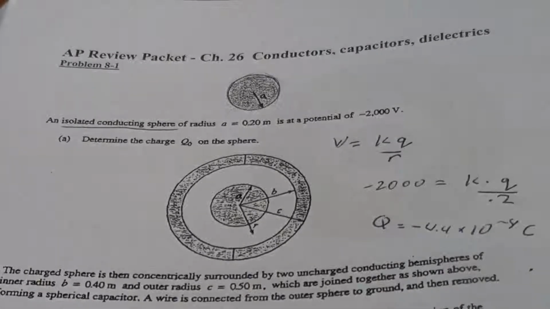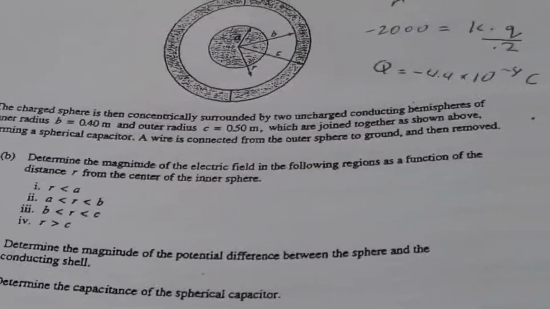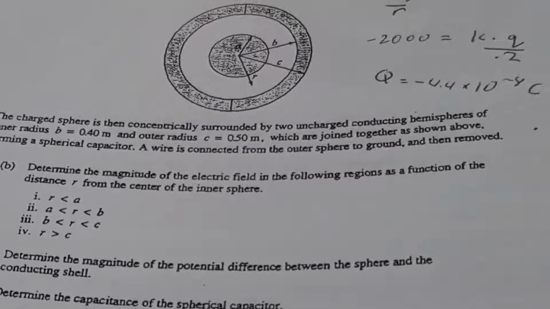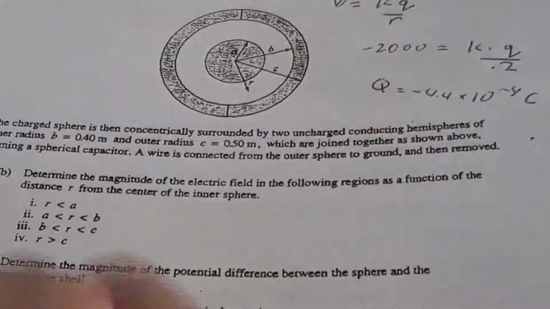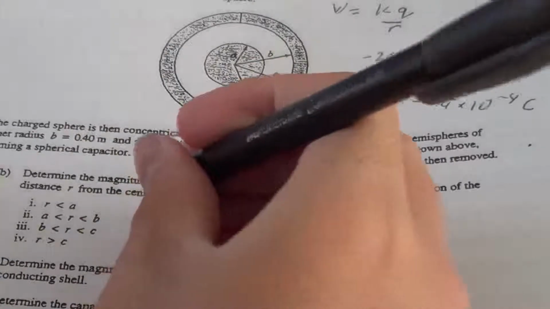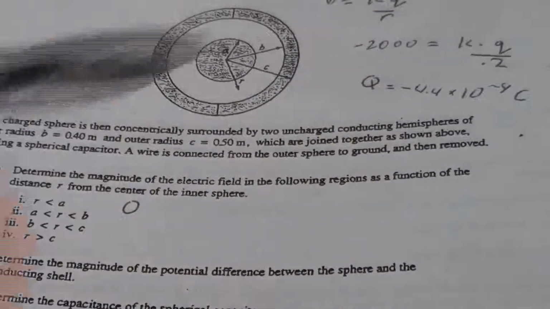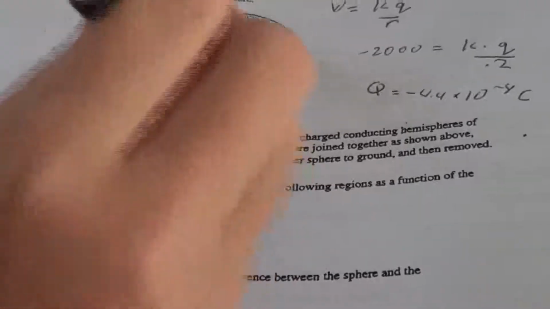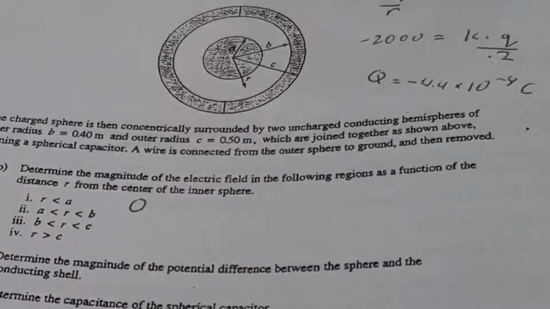Alright, in part B, we determine the magnitude of the electric field in the following regions as a function of distance r. For part B-I, this inner sphere right here, the electric field is 0, because we're just looking at this inner sphere, and the electric field inside a conducting sphere is always 0.